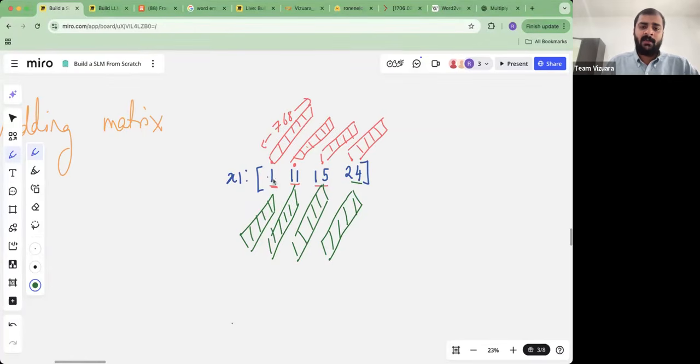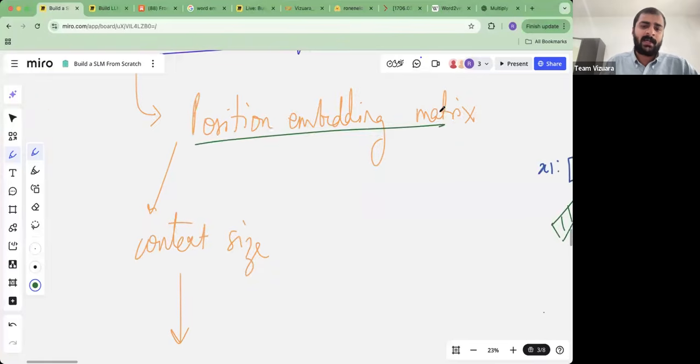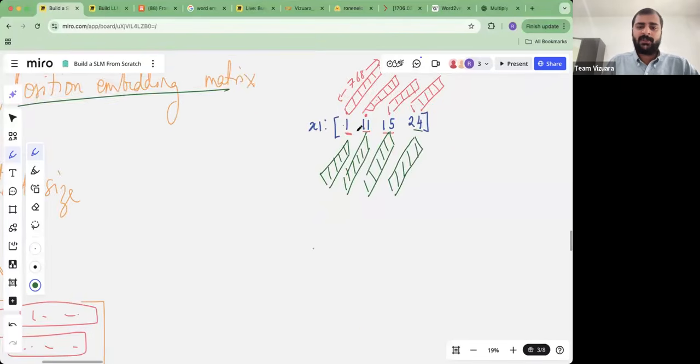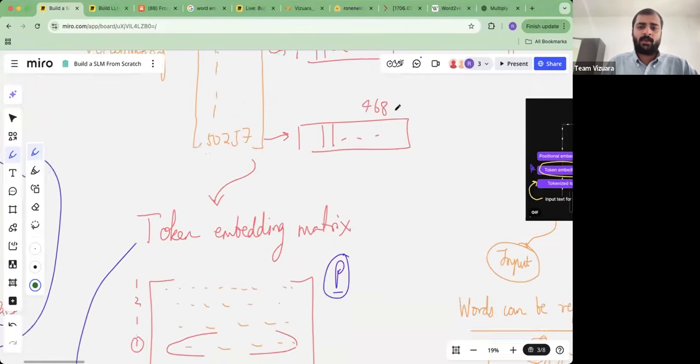That much is fine. But now we also want to encode information about the position of these tokens. How do we do that? We need to get some vector related to their positions as well. So for that purpose, we maintain a position embedding matrix, and the number of positions which any input can take will always range from 1 to the context size.